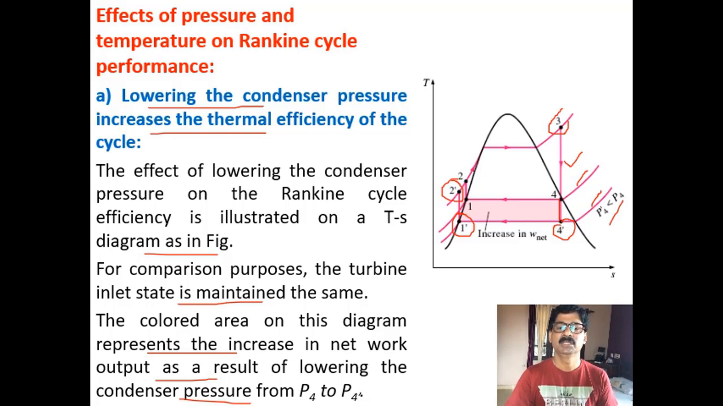Now as all of you know, the net area enclosed by the TS diagram is nothing but the net heat transfer, which is also equal to the net work transfer. So because of lowering the pressure of the condenser from 4 to 4 dash, you can see this colored, shaded area that increases the net area, right? Which also increases the net work output as a result of lowering the condenser pressure. So clearly, there is an increase in net work output because of lowering the pressure.